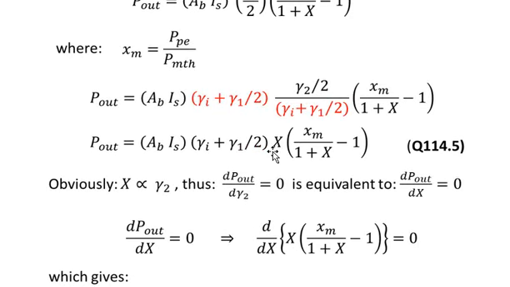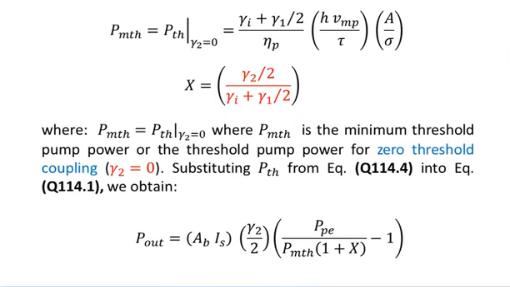So now we have this term P out is equal to AP times IS times gamma I plus gamma 1 divided by 2, then multiplied by X, then multiplied by XM divided by 1 plus capital X minus 1. So this is equation number 5. So you see that capital X is proportional to gamma 2, which you can see from this expression.